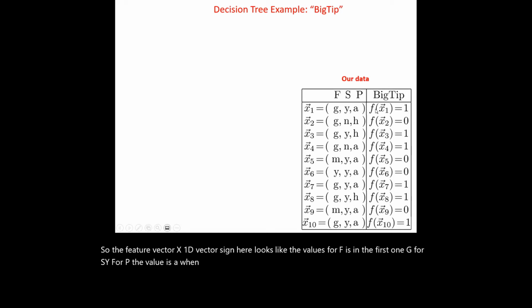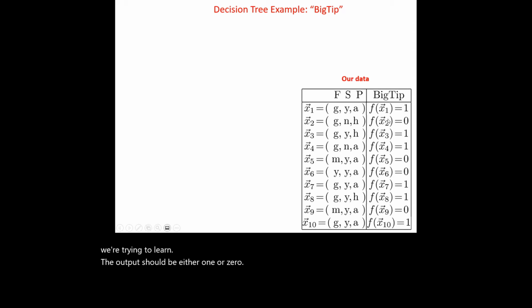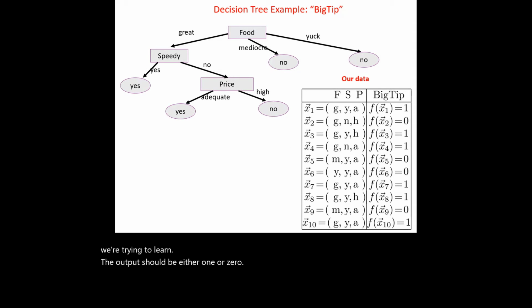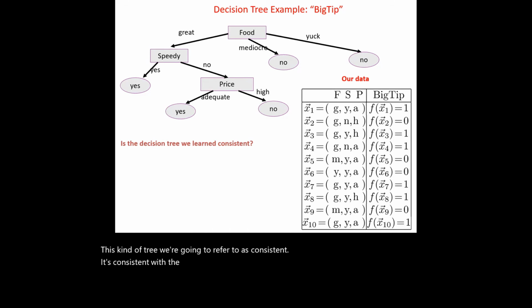When we input this feature vector to the function that we are trying to learn, the output should be either 1 or 0. Given the examples that we saw on the previous slide, if we put those examples through this decision tree, the food, speed of the service, and the price, then all of these examples get correctly classified to 1 or 0. The tree we are going to refer to as consistent. It's consistent with the example data.